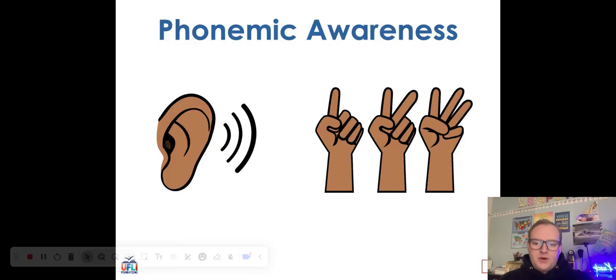Starting off with phonemic awareness, I'm going to tap a word and I want you to blend it together. Eat, feet. Eel, meal. Each, reach. Speed. Now I'm going to say a word. I want you to repeat the word and then tap it out.